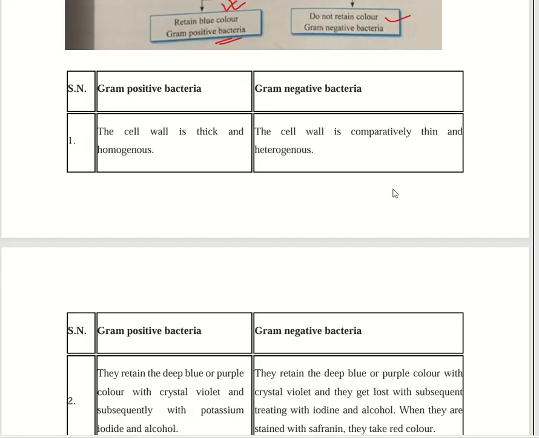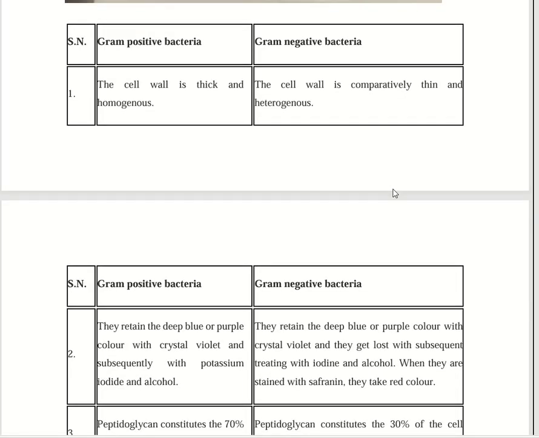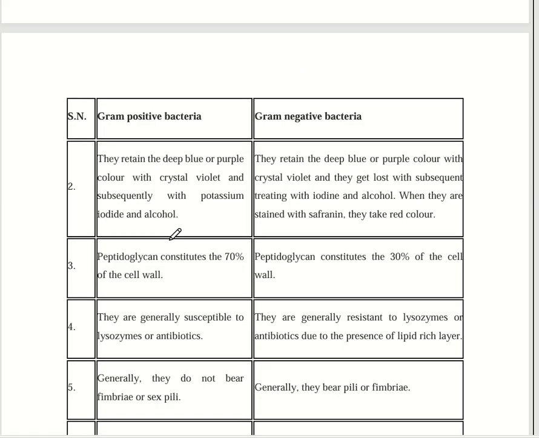A common difference between the positive and the negative bacteria is that the cell wall is thick and homogeneous in positive bacteria, while in negative bacteria it is comparatively thin and heterogeneous. Talking about staining, positive bacteria retain the deep purple or blue color with the crystal violet and subsequently when treated with potassium iodide and absolute alcohol or acetone. In negative bacteria the color is lost and it becomes colorless, and when it is stained with safranin they give us the red color.